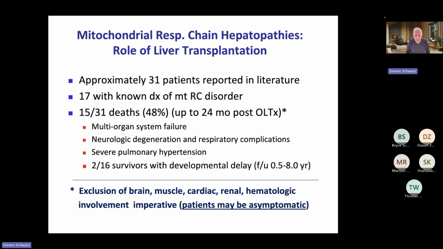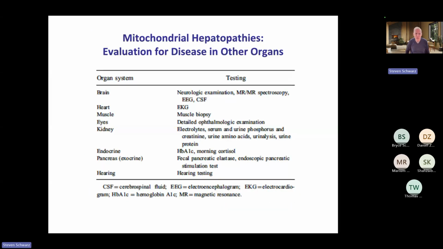Of the 16 survivors, 2 of them had significant developmental delay. So again, we're talking about over half of these patients either with a resultant death or with an unsatisfactory postoperative clinical scenario. Again, it's a relative contraindication. And so when considering a mitochondrial hepatopathy, it's important to evaluate the heart, the CNS, the respiratory system, the endocrine. Again, pancreatic insufficiency is part of the Pearson syndrome as well.